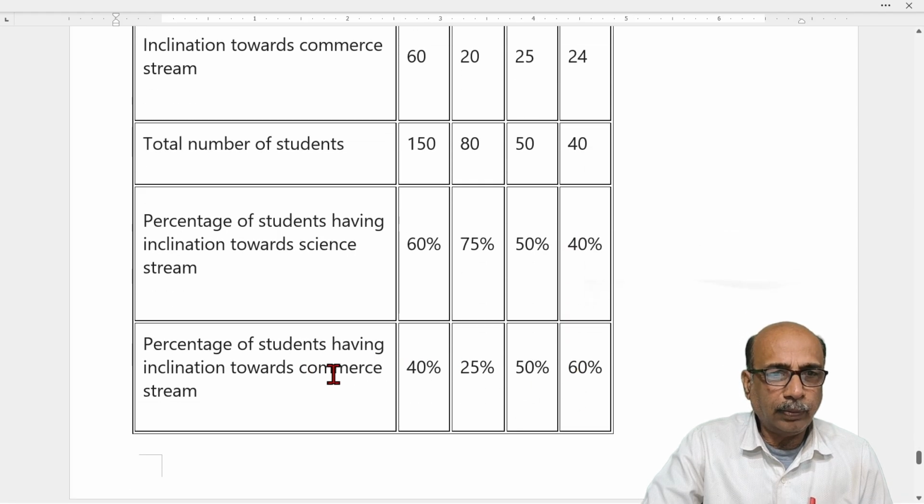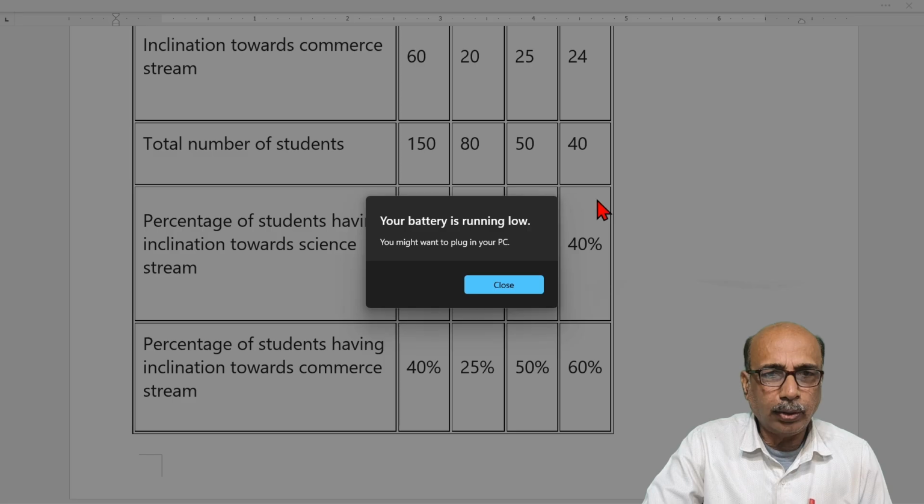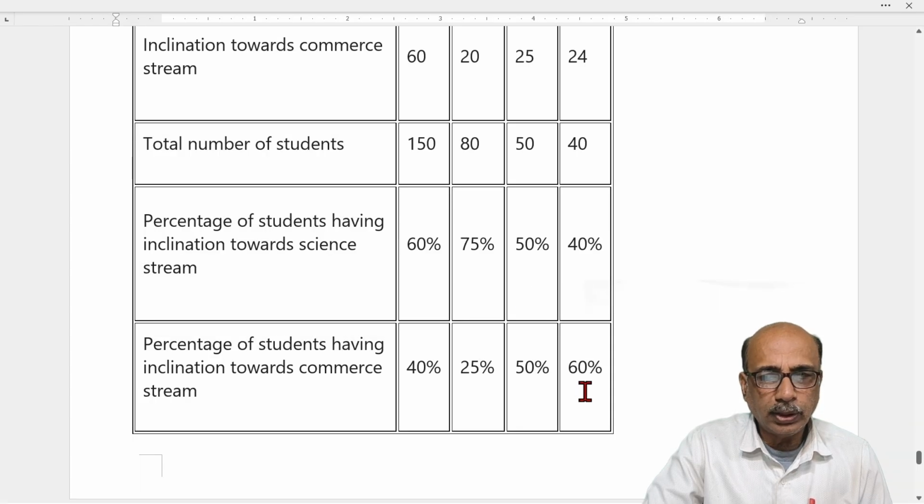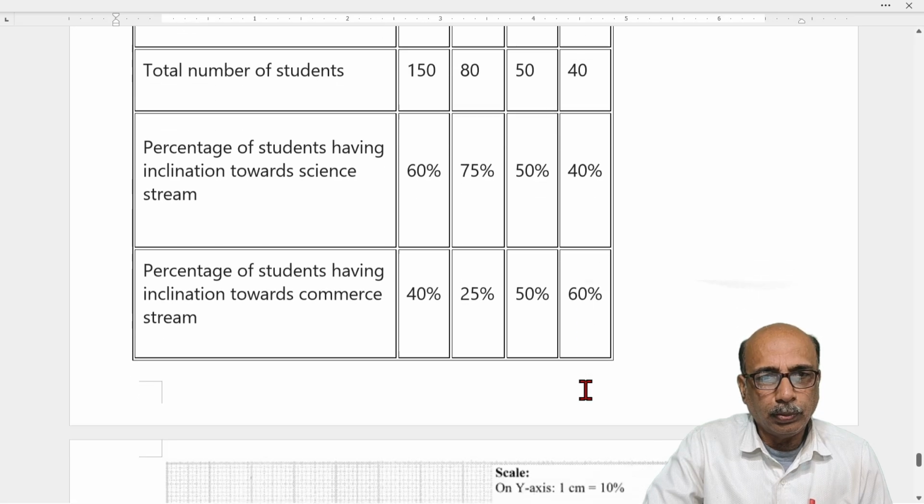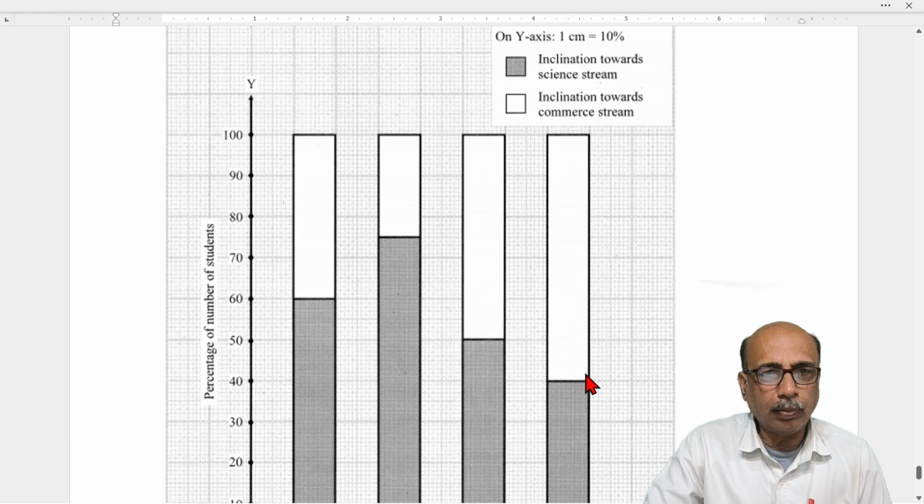And like that, commerce stream also we can take. Commerce stream for first school is 60 out of 150 into 100. For second school, 20 upon 80 into 100 is 25%. Third school, 25 upon 50 into 100 equals 50%. And fourth school, 24 upon 40 into 100 equals 60%. Very clear? This is the percentage table we have drawn.